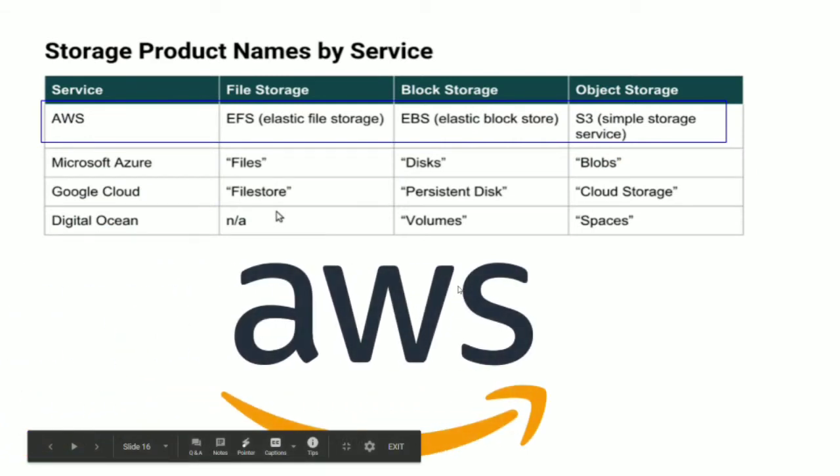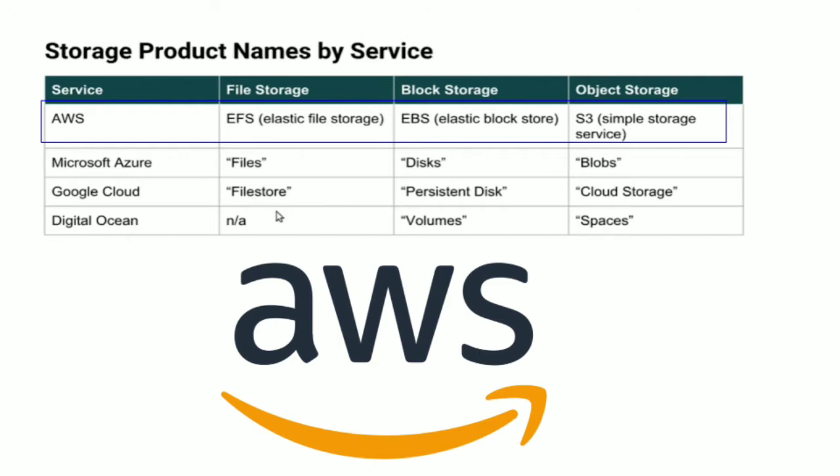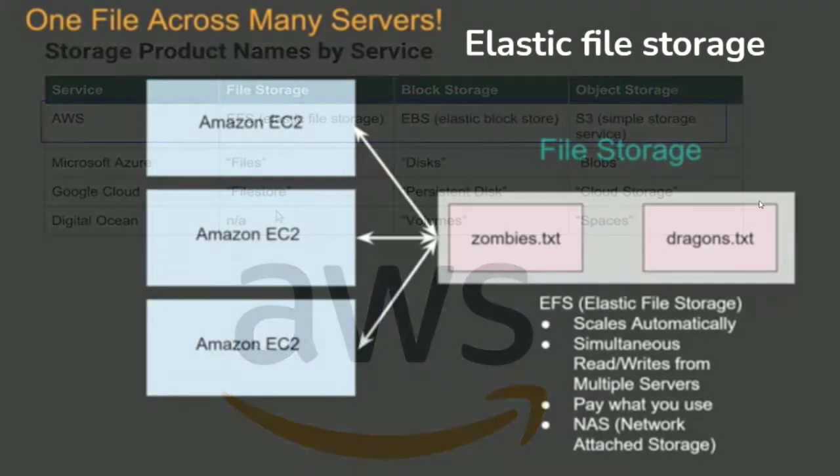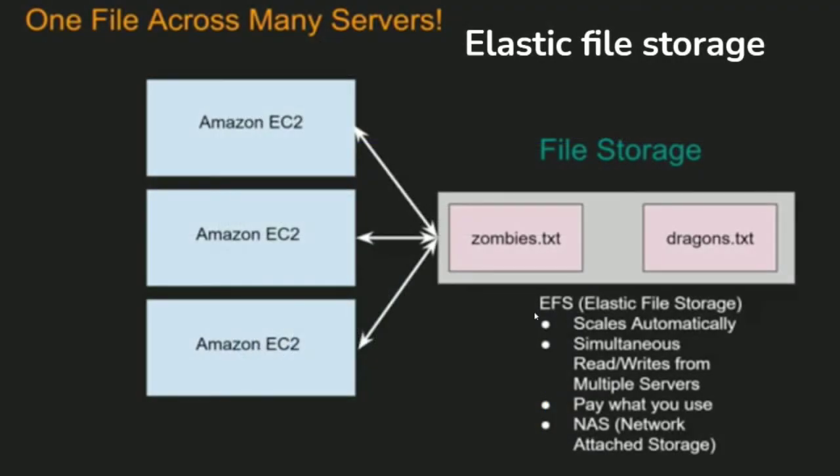These are the different storage types provided by different companies. We are going to see the storage provided by AWS, that is EFS, Elastic File Storage, EBS, Elastic Block Storage, and Simple Storage Service, S3. Let us see about Elastic File Storage, which is similar to the file storage we have seen before. It can be accessed by multiple users. It is scaled automatically, with simultaneous read or write from multiple servers.